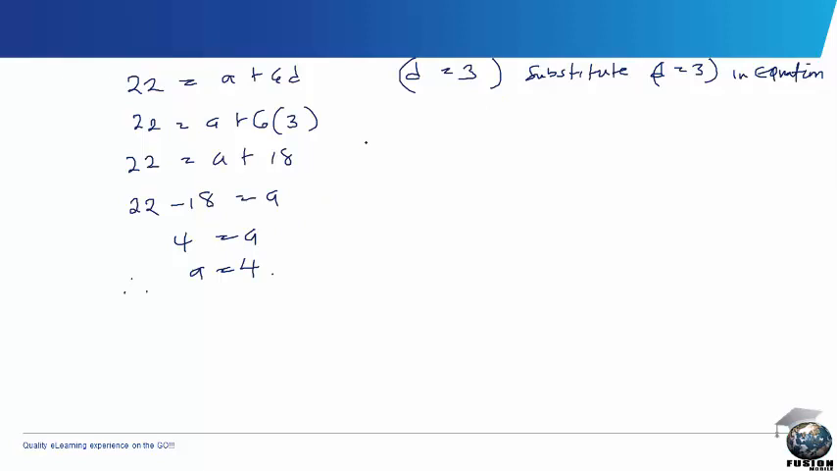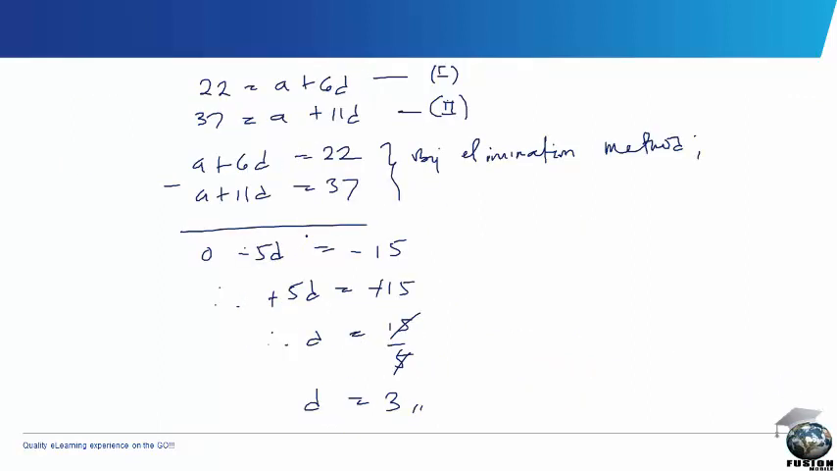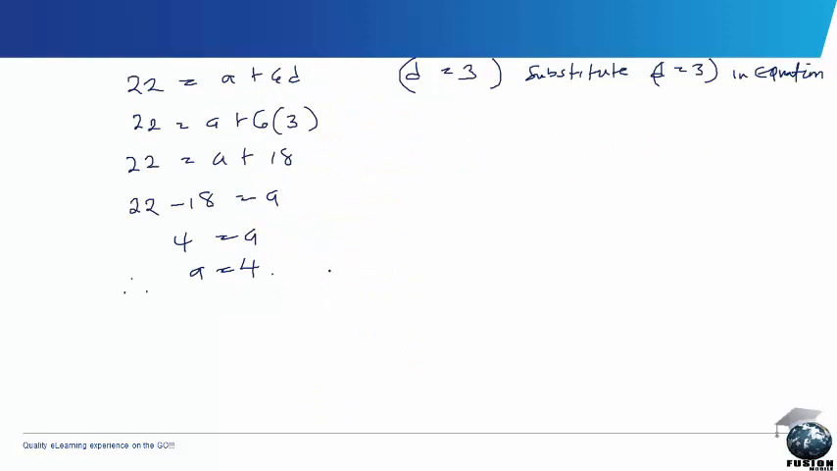So we now have that the first term of the sequence, a, is 4, and the common difference is 3. Let's formulate the sequence and see whether the 7th and 12th terms are 22 and 37. With the first term a being 4, the next is 4 plus 3, the common difference, which is 7, then 7 plus 3 is 10, 10 plus 3 is 13, 13 plus 3 is 16, 16 plus 3 is 19, and 19 plus 3 is 22.